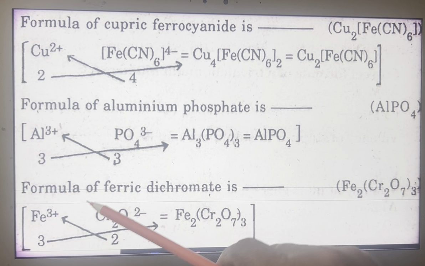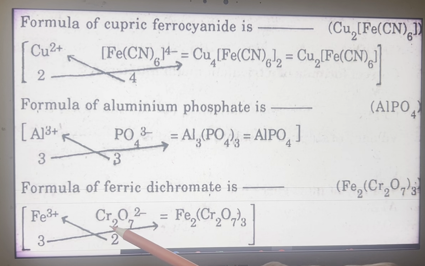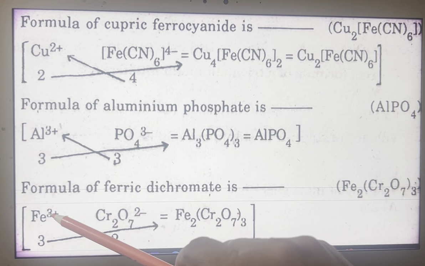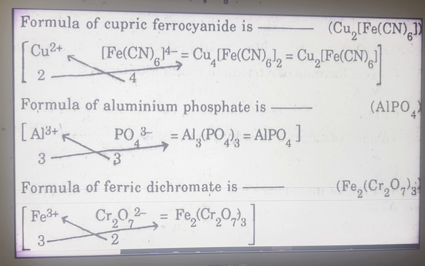Formula of ferric dichromate. Similarly, the dichromate ion, from dichromic acid, is Cr2O7 2 minus. Valence is 2. Ferric means Fe3 plus, so valence is 3.